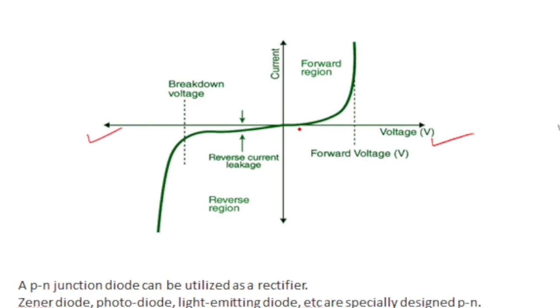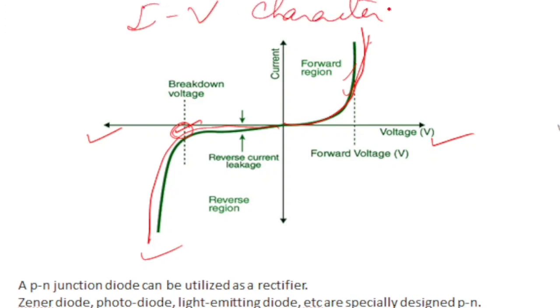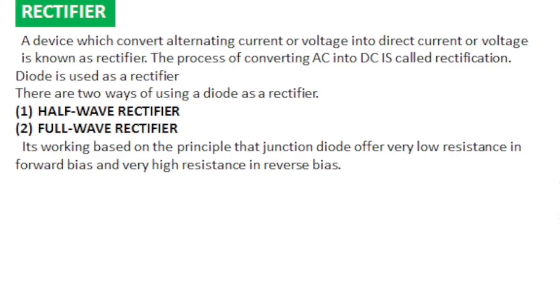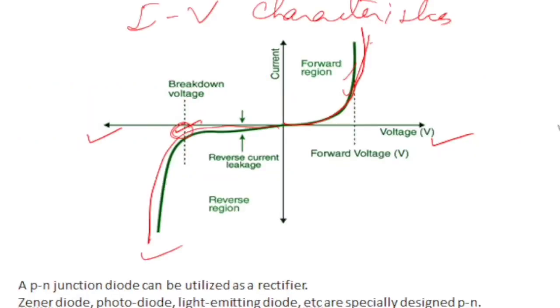Now in forward biasing, what happens? Current starts increasing and a large forward current flows. This is the forward region. In case of reverse biasing, current is nearly zero, and at last suddenly a large amount of current flows. This region is called breakdown, and this voltage is called the breakdown voltage, at which a large amount of current flows suddenly. This is the reverse region. In this way you draw the IV characteristics of a PN junction diode. Hope it's clear to all of you. Now this PN junction diode can be used in different ways.